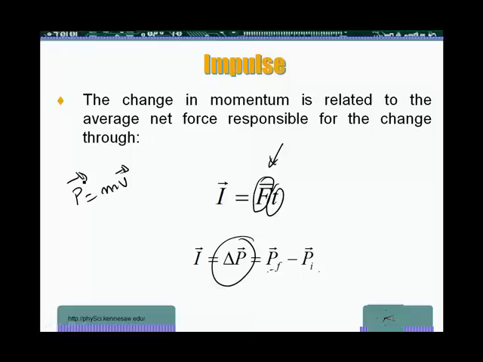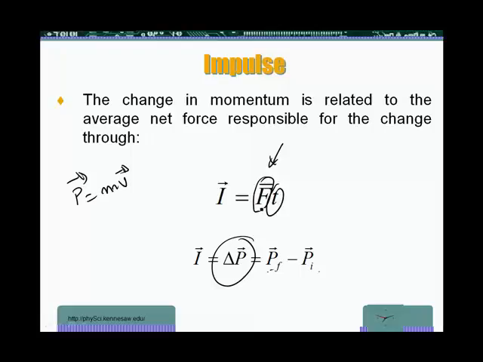Now, in this case, if the velocity does not change, that means the momentum does not change, which means the momentum of an object will remain unchanged unless we have a net force, a net external force acting on the object. That's what we are talking about here. This net force times t.